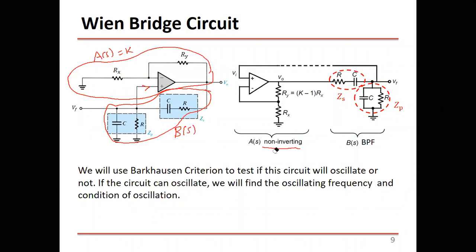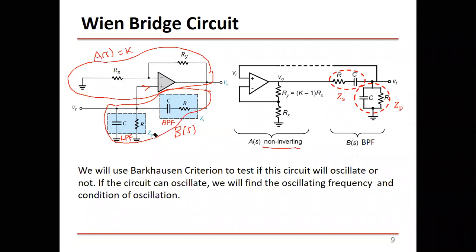Why? Because this portion here is a high-pass filter, and this portion here is a low-pass filter. So if you have Z series as a high-pass filter and Z parallel as a low-pass filter, then the overall is a band-pass filter, okay?